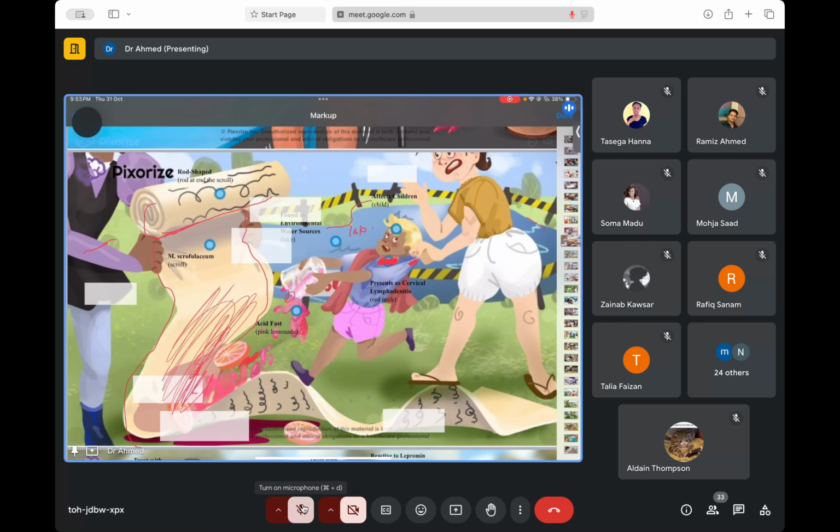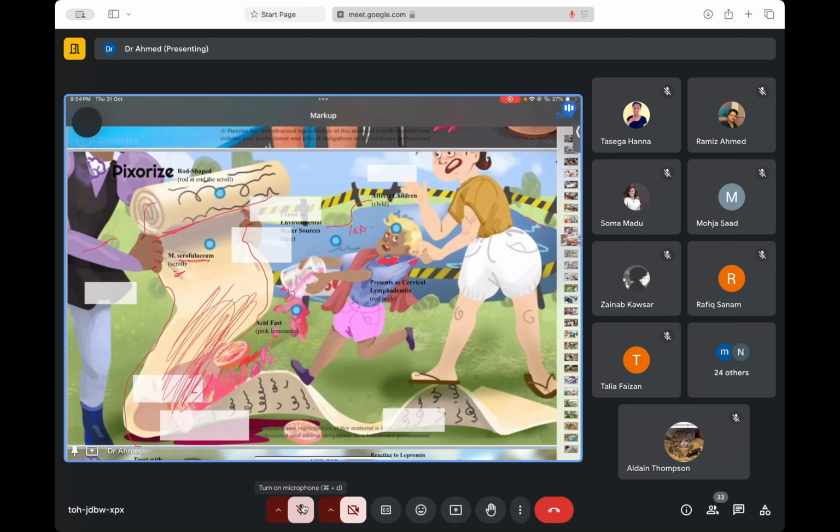So this scroll should remind you that here we are talking about Mycobacterium scrofulaceum. This pink drink along with lemon should remind you that it's an acid fast bacteria.